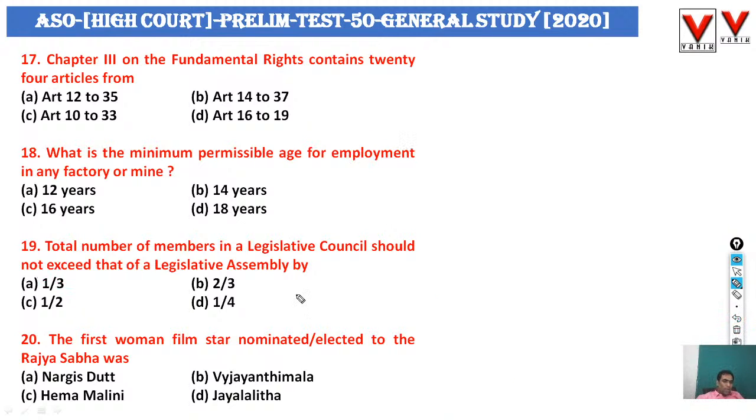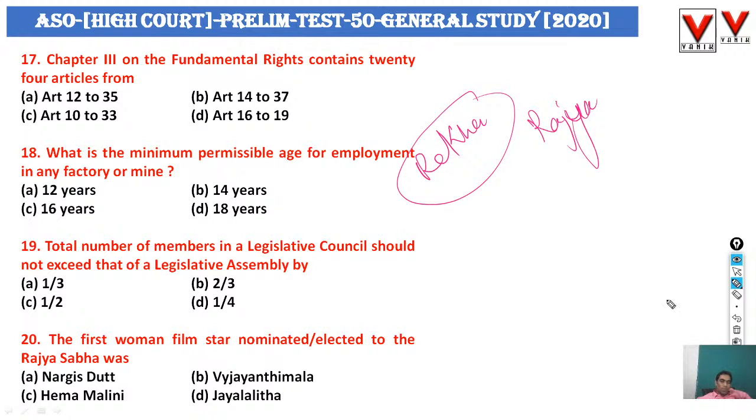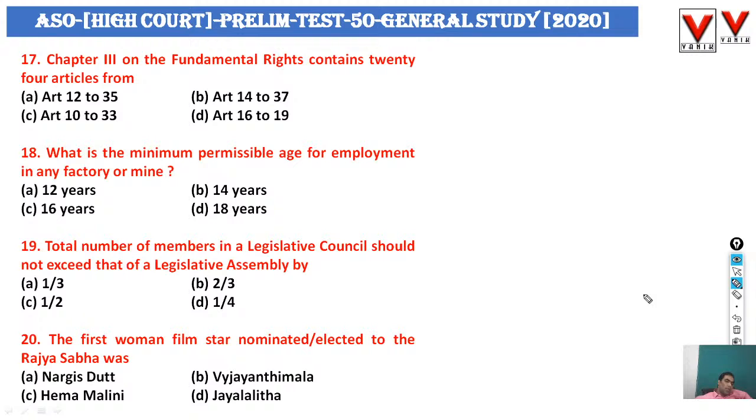Now we are going to proceed further, and that is question number 20, which talks about the first woman film star nominated or elected to the Rajya Sabha. That was Nargis Dutt, the mother of Sanjay Dutt. She was elected or nominated to the Rajya Sabha first, the first of all film stars. Nowadays Rekha is also a member of Rajya Sabha, but first of all, Nargis Dutt was elected. So the right answer is A.